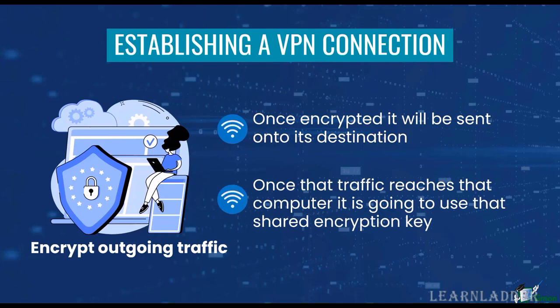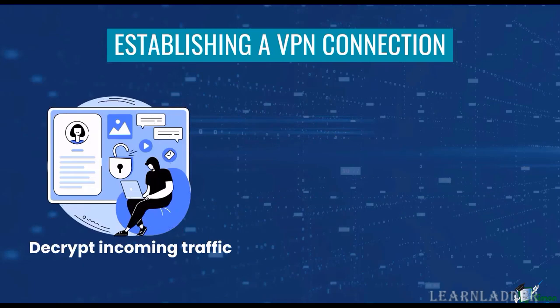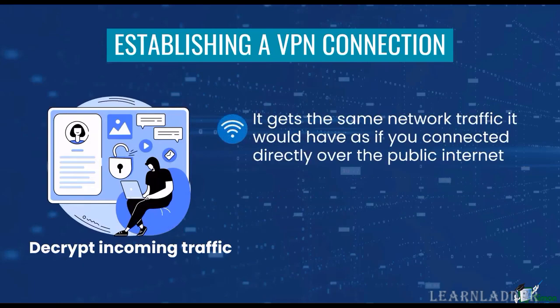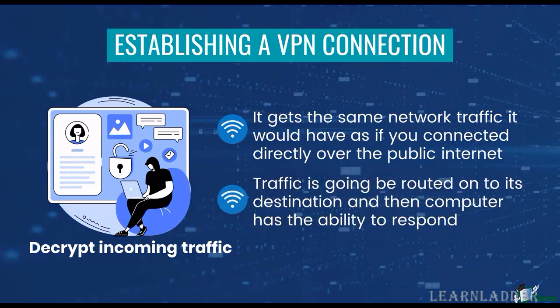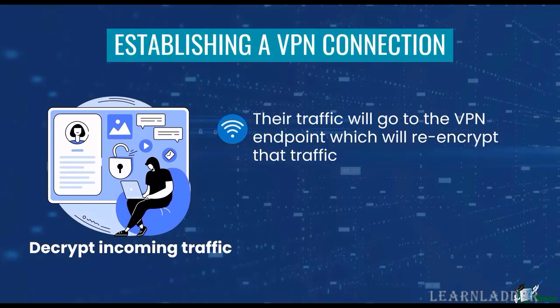Once that traffic reaches that computer, the shared encryption key will decrypt the incoming traffic. It would have been as if you connected directly over the public internet or had a wire connected directly to it. At that point, the traffic will be routed to its destination. So, that might be another computer within a corporate network. It could be another computer located somewhere else on the internet, and then that computer can respond. Their traffic will go to the VPN endpoint, which will re-encrypt that traffic and send it back to you.